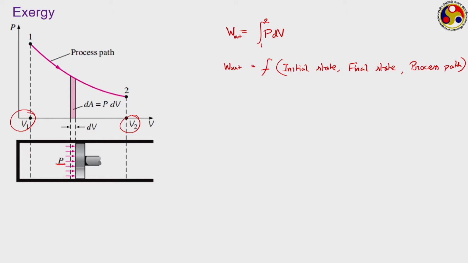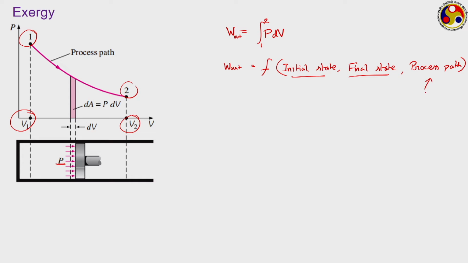Now, once we have fixed the initial and final state, these are 1 and 2 respectively, then for which kind of process are you going to get the maximum work output? Yes, you know the answer. If the process is a reversible one, you are going to get the maximum possible work output.